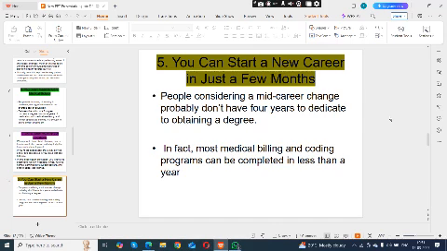And coming to the next one, you can start a new career in just a few months. Some people are considering a mid career change, so they want to change their career option and they want to become a medical coder. There is no need to wait for years and decades for this course. You just have to do a 3 month course, that is enough, and then after 3 months you complete your certification, then you will become a medical coder.